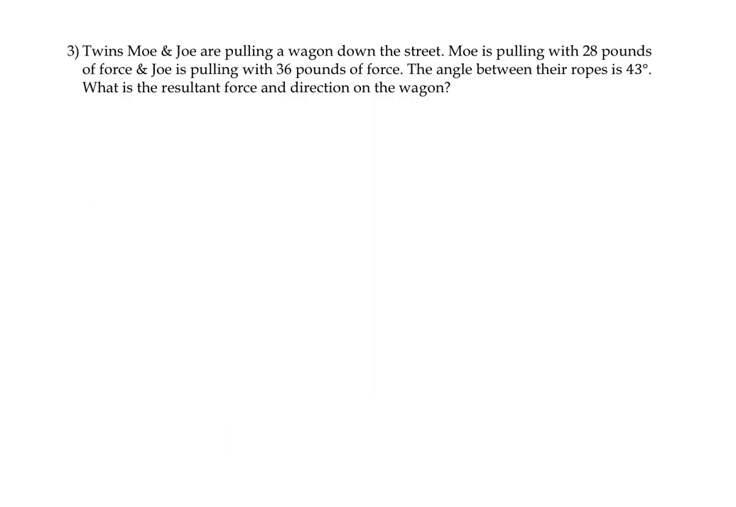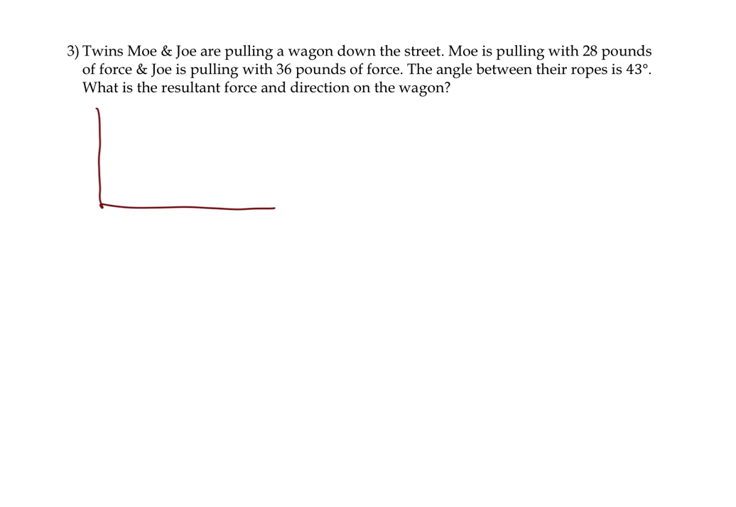Okay, twins Mo and Joe are pulling a wagon down the street. Mo is pulling with 28 pounds of force, and Joe is pulling with 36 pounds of force. The angle between their ropes is 43 degrees. What is the resultant force and direction of the wagon?